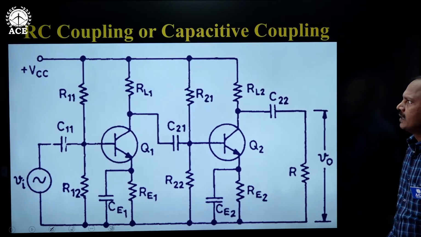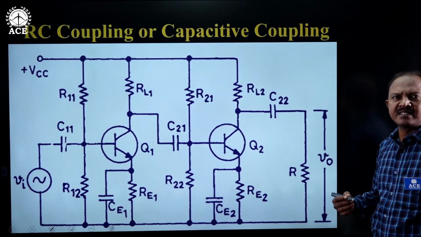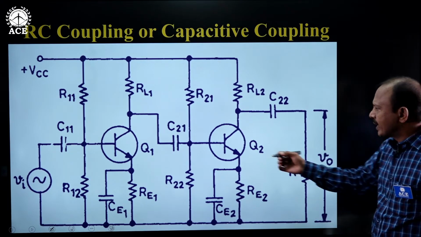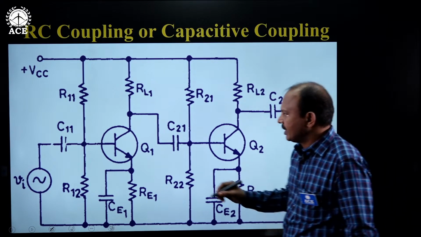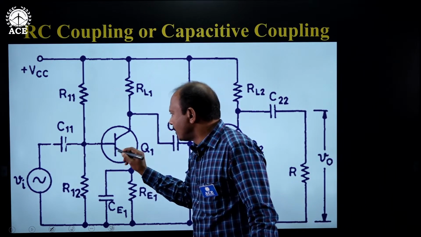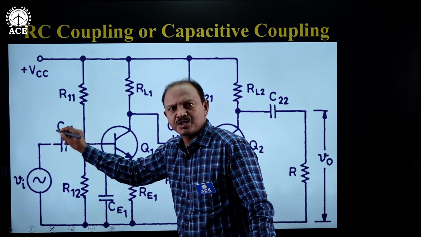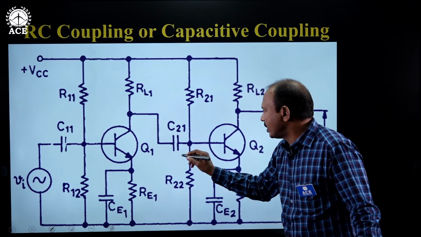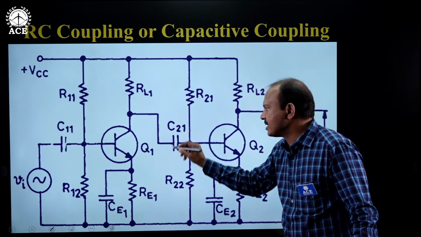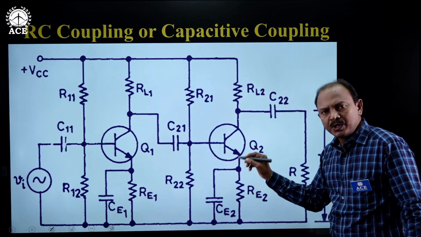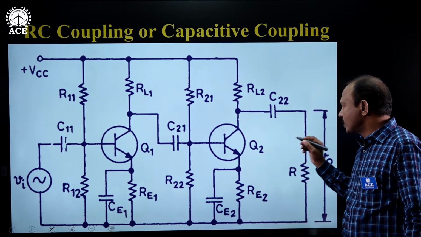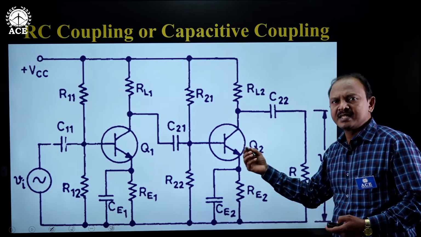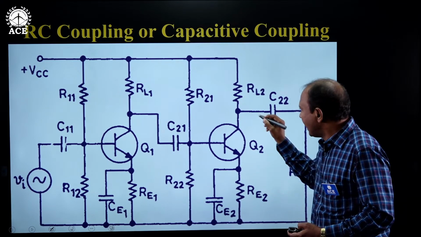Now, let's look into the advantages and disadvantages of RC coupling scheme or capacitive coupling scheme. If you look at the circuit carefully here, the source signal is coupled to the amplifier by means of a capacitor, and then the output of first stage is coupled to the input of second stage by means of a capacitor. The output of second stage is coupled to the load by means of a capacitor, and so on. That's why this can be called as capacitive coupling or RC coupling.